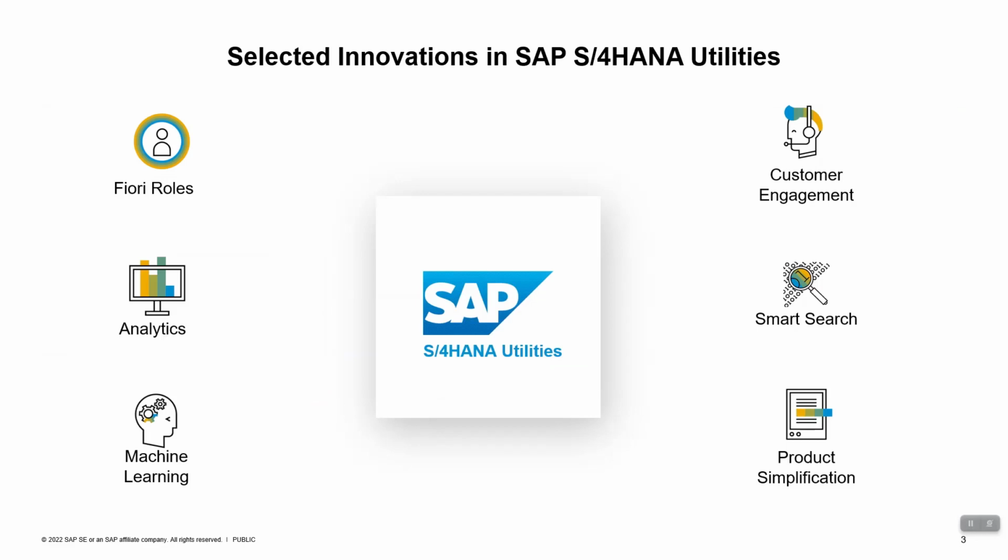As we have already talked in the previous sessions, we would like to focus on a selection of various innovations in the context of SAP S/4HANA Utilities. We've already talked in detail about the Fiori roles and the analytics part, and this time we are focusing more on the machine learning topic. And as always, we bring the business value for our customers into focus. Business focus means what kind of business benefits our customers can achieve by using these machine learning algorithms.